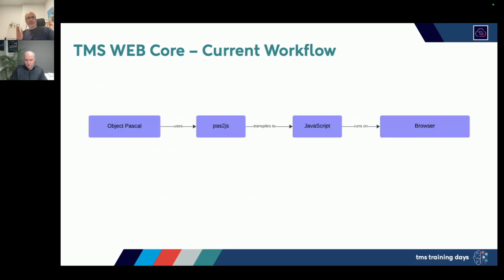I'm talking about TMS WEB Core for Visual Studio Code, where you write the code in Object Pascal. This is more or less the current workflow when you compile an application, with all the steps taken to get that Object Pascal code into something that is able to run in the browser. The first step is the Object Pascal code. Then we use pas2js to transpile that Object Pascal code to JavaScript, which is able to run in the browser. And this is fine, no problem with that, in the sense that it's fast and it's working properly.